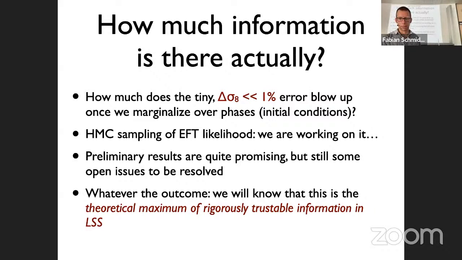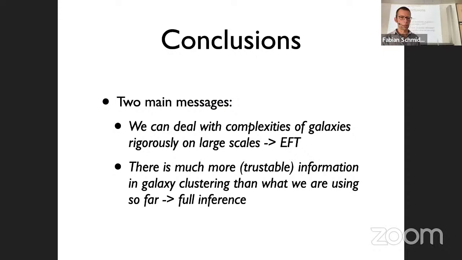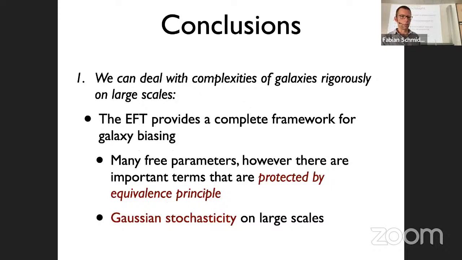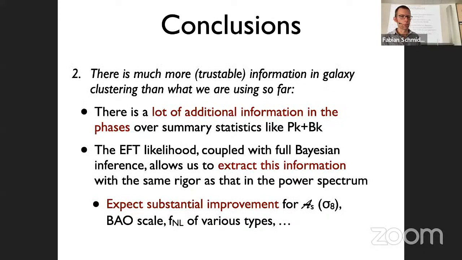To conclude, those were my two main messages. The first one is that EFT provides a complete framework for galaxy bias, which allows us to constrain cosmology rigorously, and that there is a lot of additional information, but we don't know how much at this point.